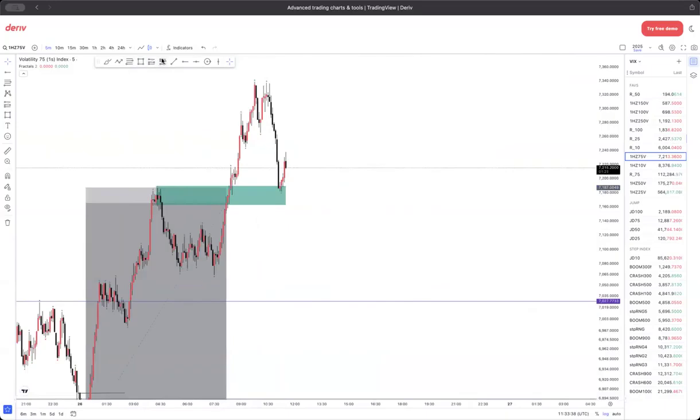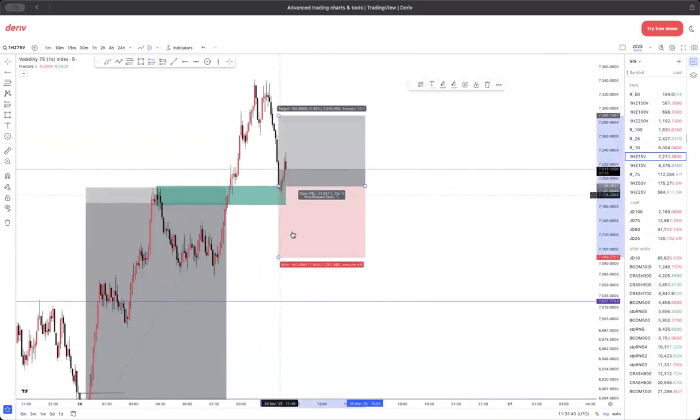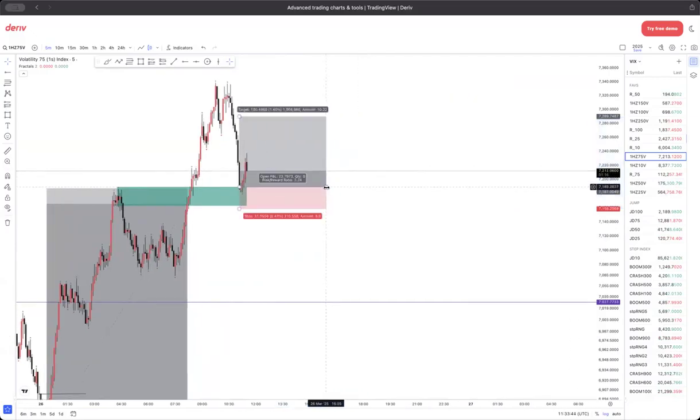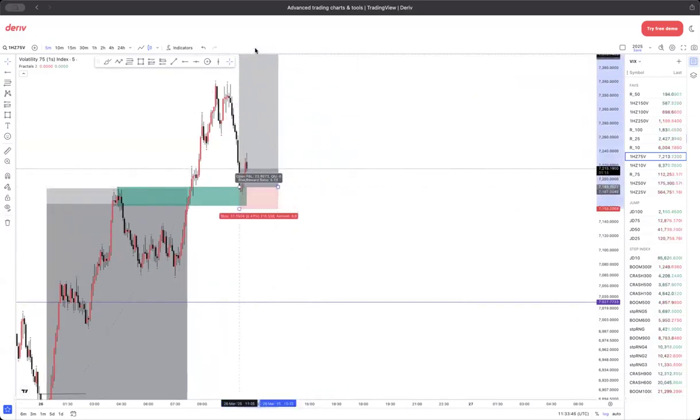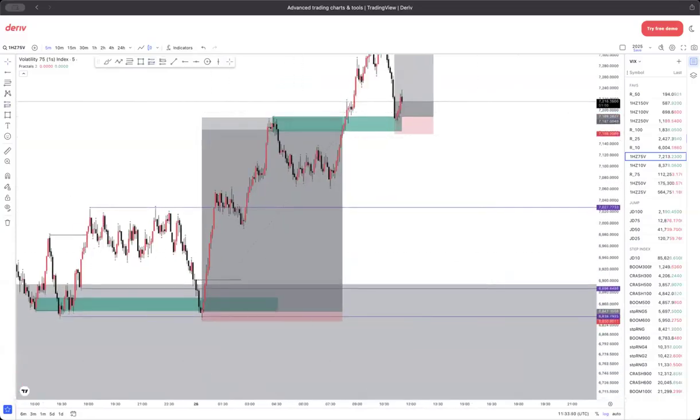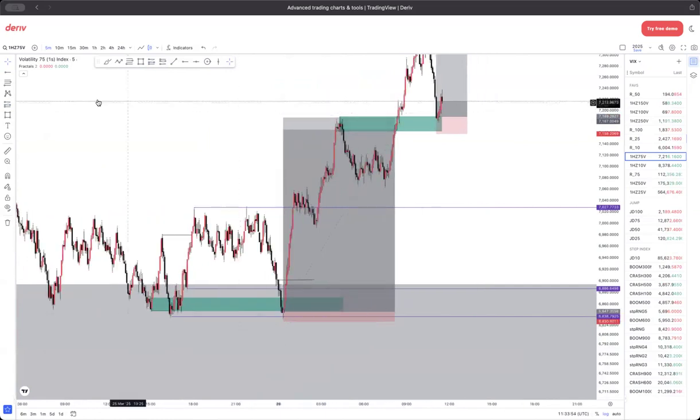Now, this one is a kind of breaker block model. I don't trade it that often, right? So you can have this here to the upside. So you saw the way I came from the higher time frame.